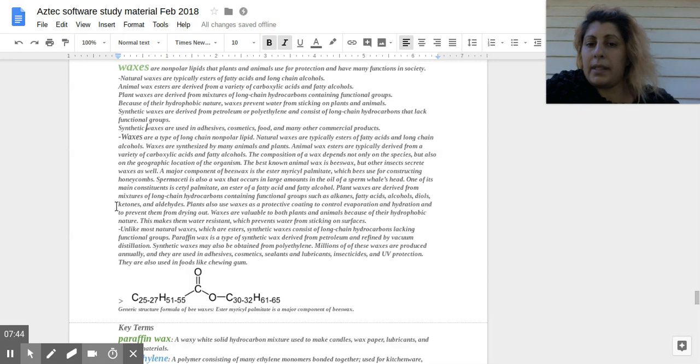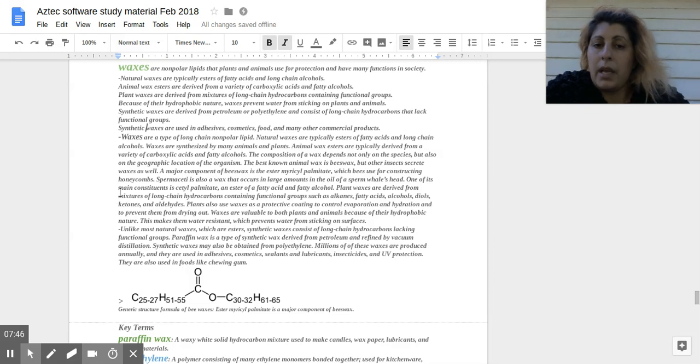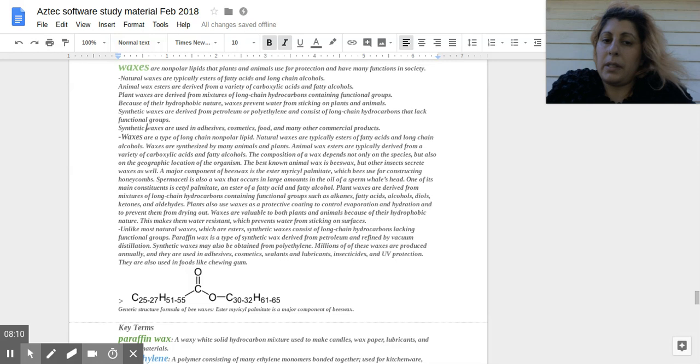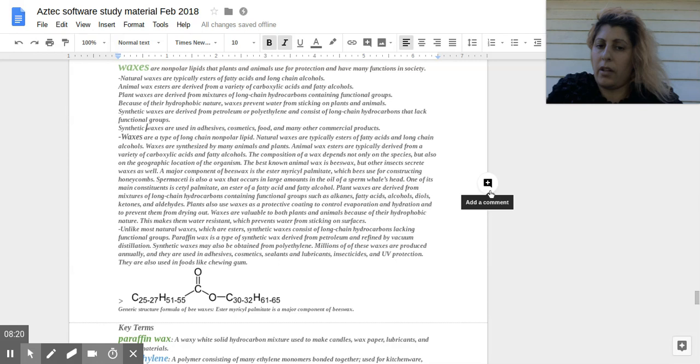The best known wax in animals is beeswax. Other insects secrete waxes as well. A major component of beeswax is the ester myricyl palmitate, which bees use for constructing honeycombs. And then spermaceti is a wax occurring in large amounts in the oil of a sperm whale's head. One of its main constituents is cetyl palmitate, an ester of a fatty acid and a fatty alcohol.